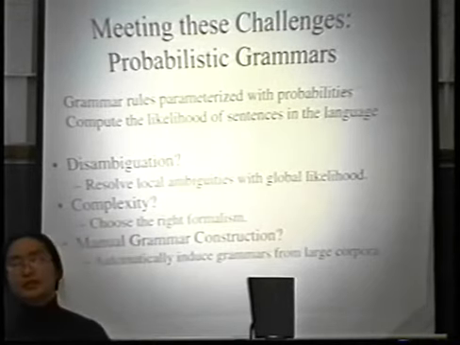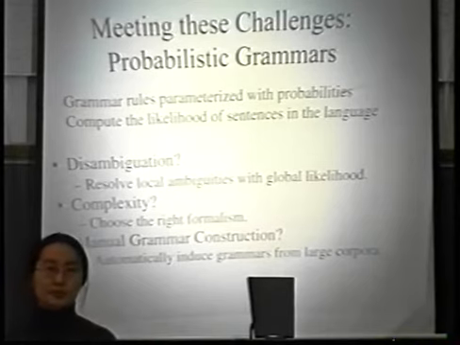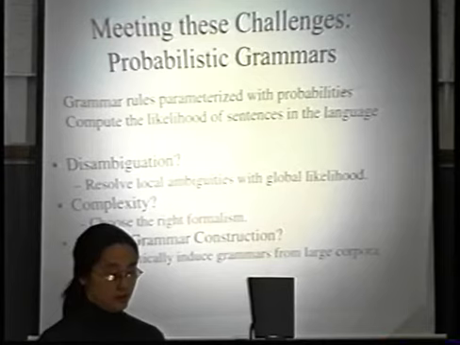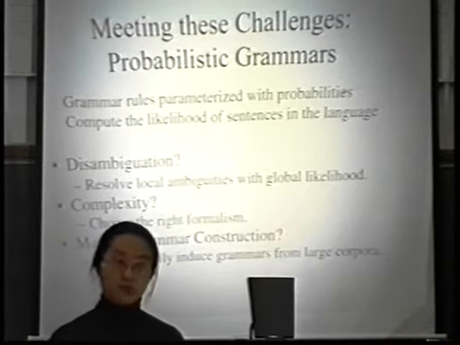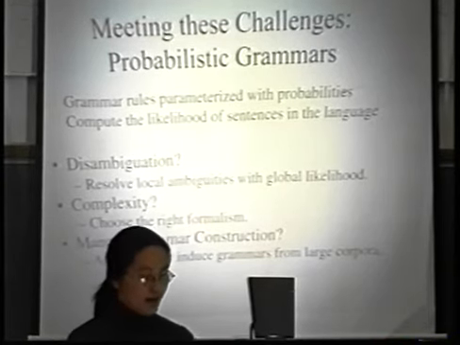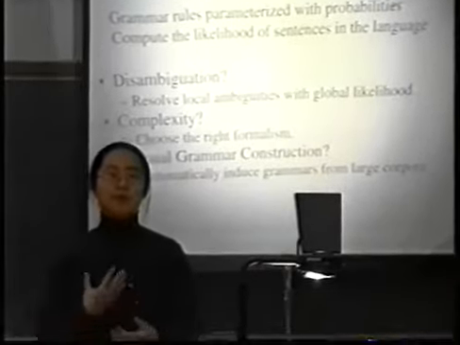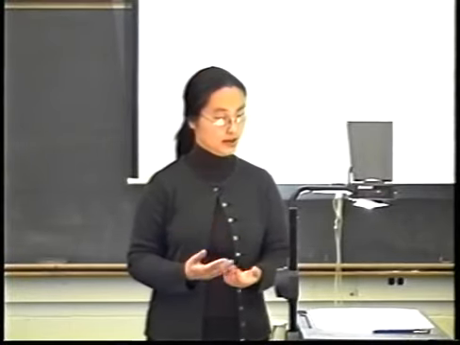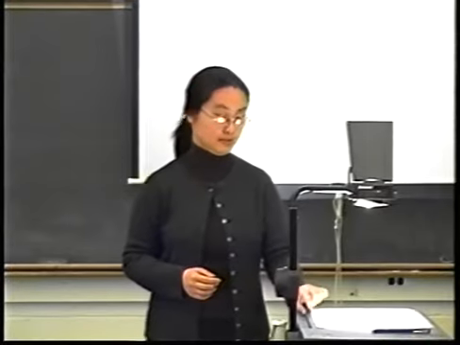In terms of complexity, we can use probability to capture more of the lexical aspect through the distribution over the words, of which we will see more examples. And this parameterizing of the grammar allows us to forego manual construction of grammars and instead go through a more automated way of inducing grammar from a large corpus.